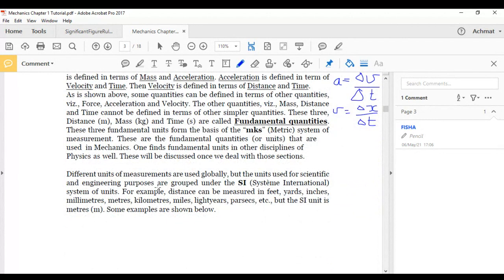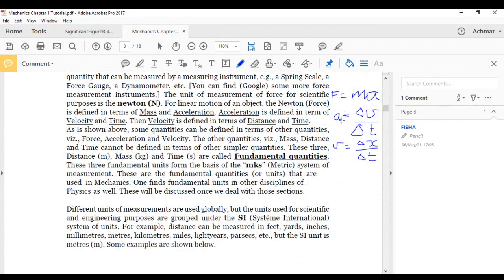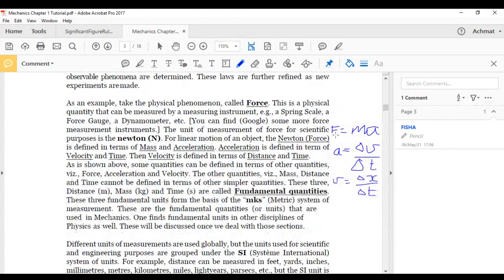Okay. Now, taking things a bit further, speaking about the fundamental quantities, we can write down the units of many other quantities. For example, force, acceleration, and velocity. We can write them in terms of the fundamental quantities. For example, force is measured in newtons, isn't it? But if you remember what you did at school, this is kilograms, and that is meters per second squared.